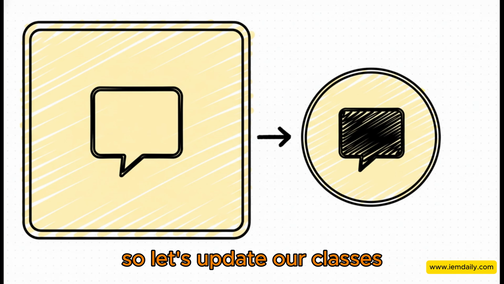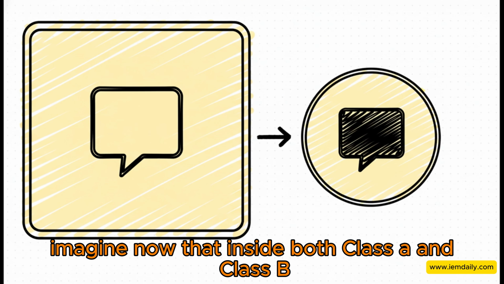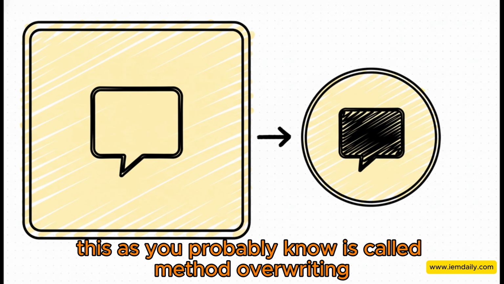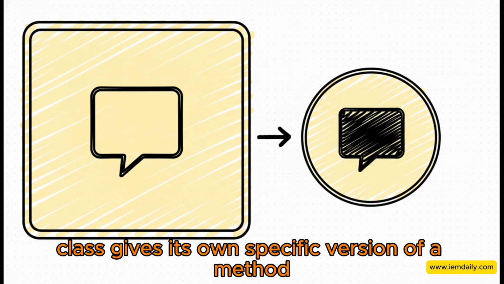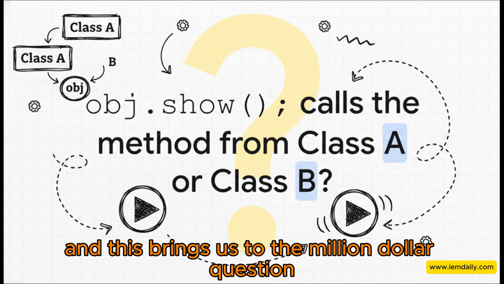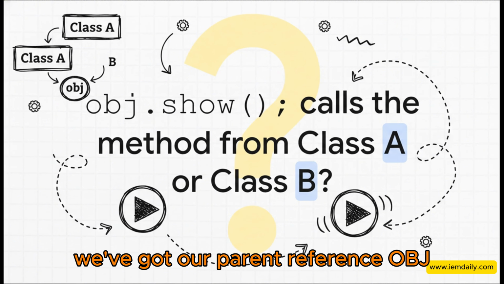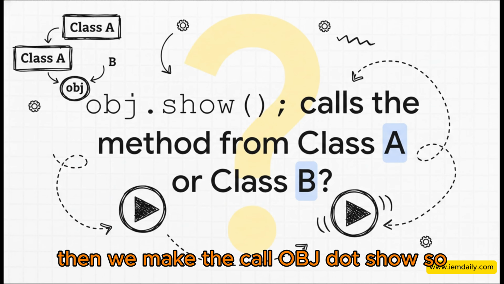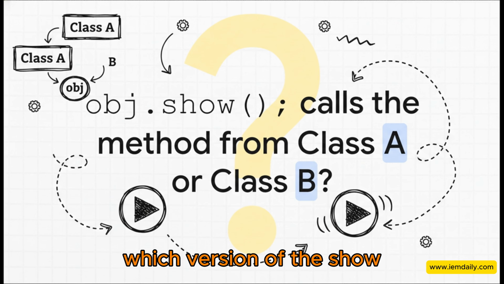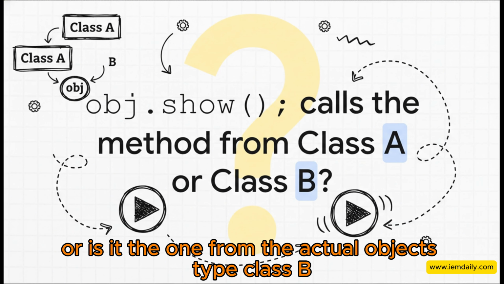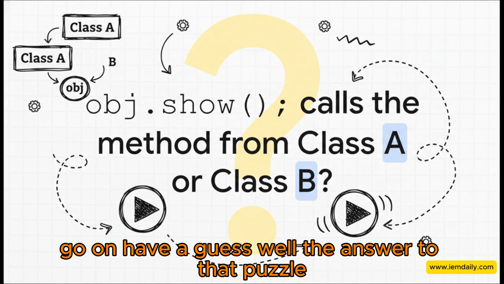So let's update our classes. Imagine now that inside both class A and class B, we've added an identical method. Let's call it show. This, as you probably know, is called method overriding. It's when a child class gives its own specific version of a method that it inherited from its parent. And this brings us to the million-dollar question. We've got our parent reference, obj, and it's pointing to a child object, B. Then we make the call, obj.show(). So, which version of the show method actually gets executed? Is it the one from the reference type, class A, or is it the one from the actual object's type, class B? Go on, have a guess.